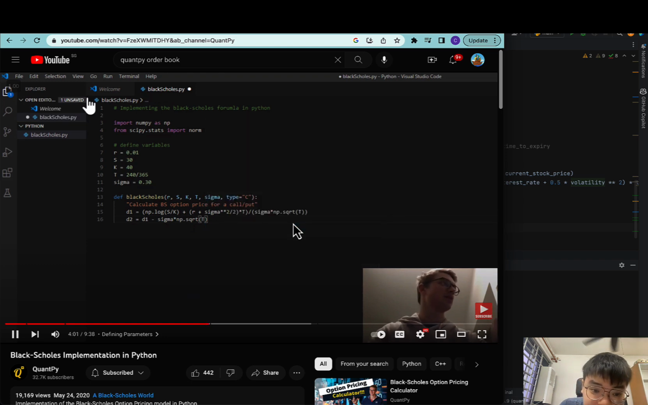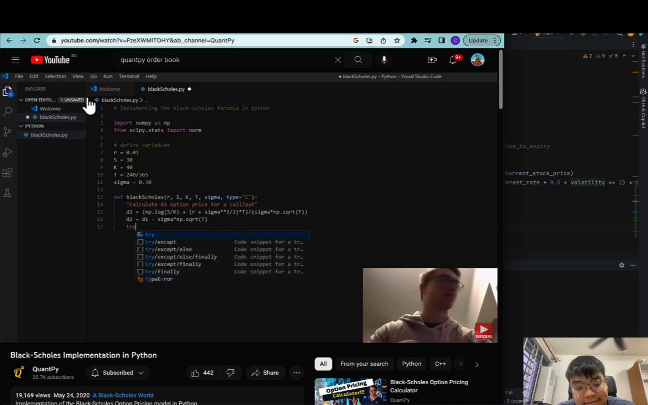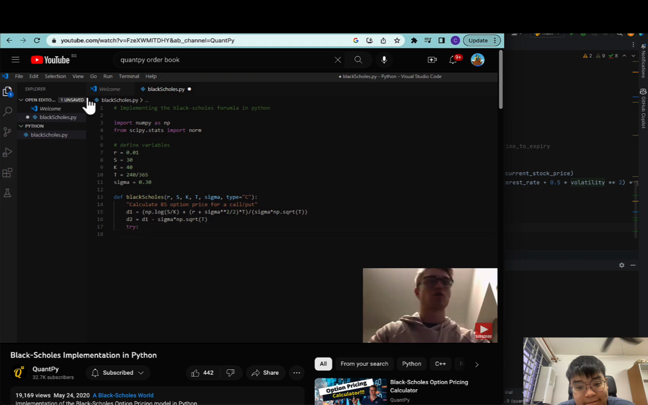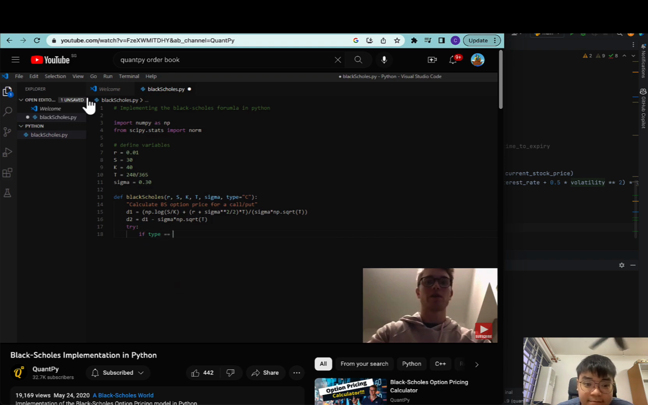Okay, excellent. So now we have to take into consideration whether it's going to be a call or a put. And we also want to allow for the scenario that some of the values are coming in incorrectly. So we're going to do a try and except. We're going to try: if the type above is equal to C, then it's a call, so we're going to call that the price.